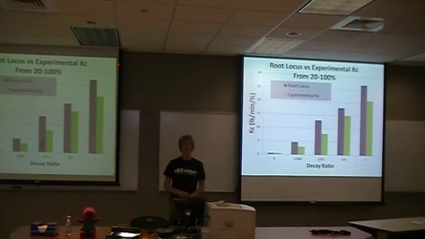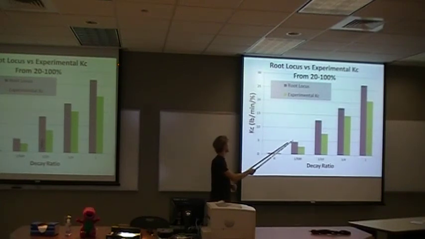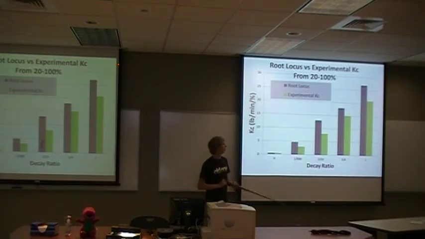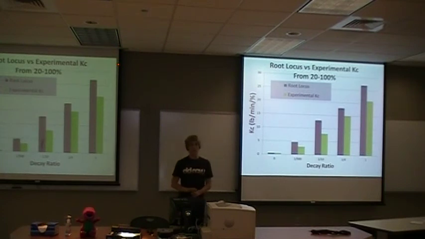Here's a plot showing the differences between what the root locus predicted in its model and what we found experimentally in our system. Blue is the root locus here. This is for each individual decay ratio, and then here are the predicted and found KC values. You can see that the root locus values were exceedingly higher across the board than the KC found experimentally.